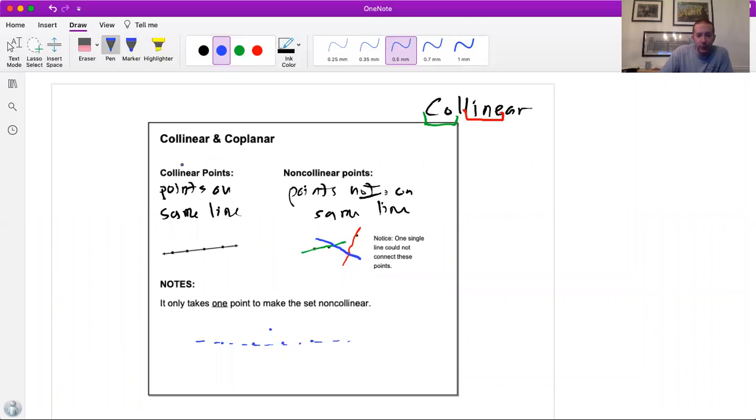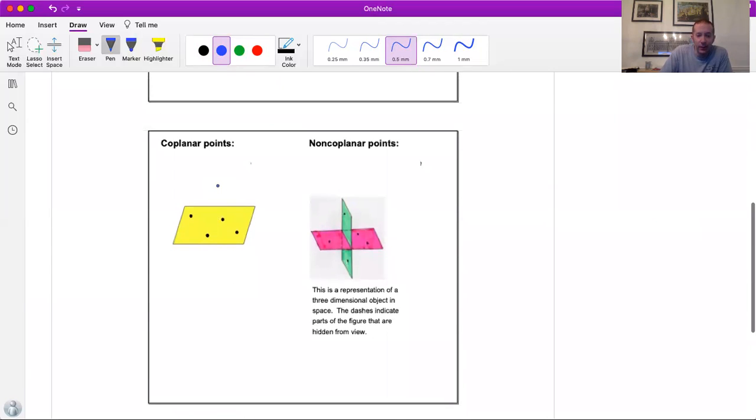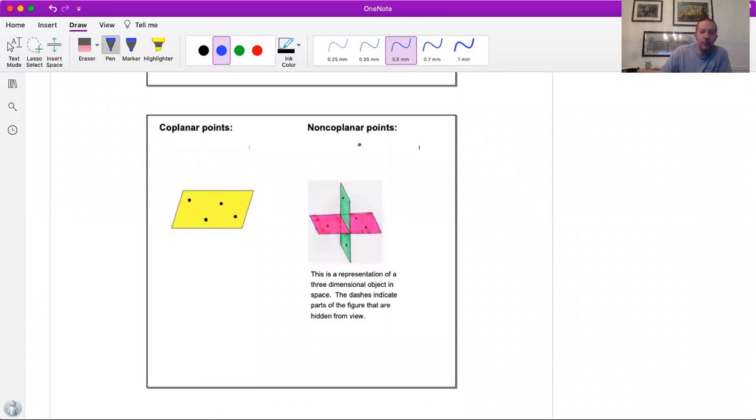So again, it's just vocabulary. The word collinear means on the same line, because the word co means like with or together, and the word line is in there, so it means together on the same line. Non-collinear means not that way. I think you guys know the word non means not, so I think I'm good there. And then similarly, the words coplanar and non-coplanar, you can just use the same logic. The word co means with or together, and planar has the word plane in it. So this means points on the same plane.